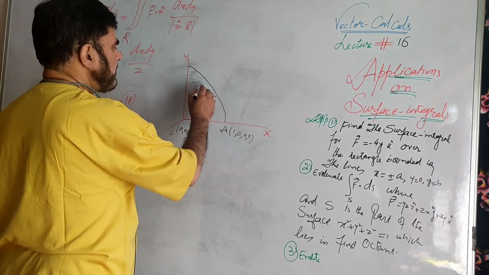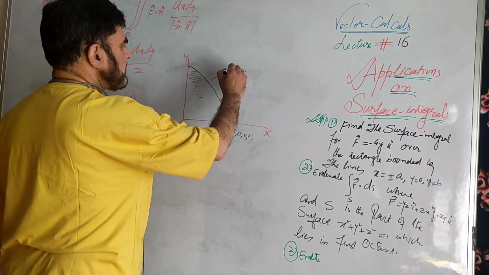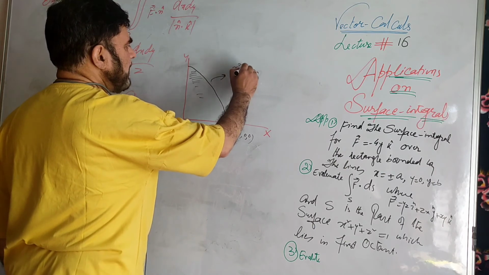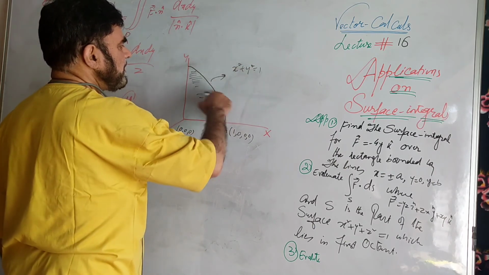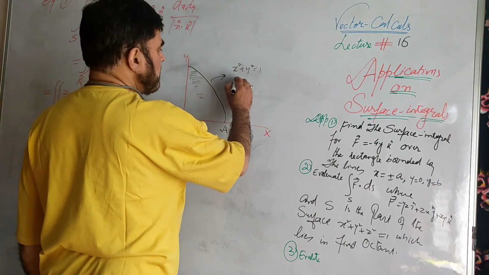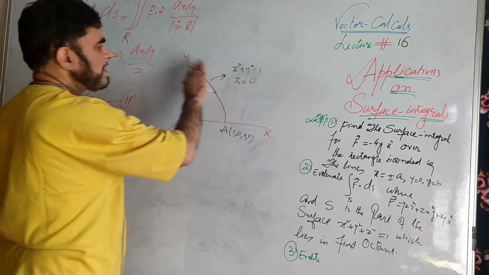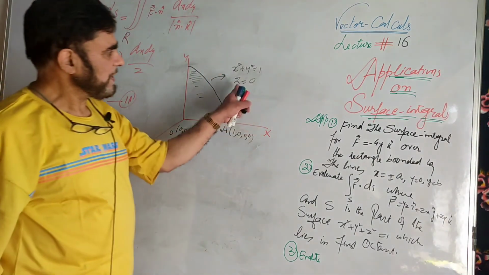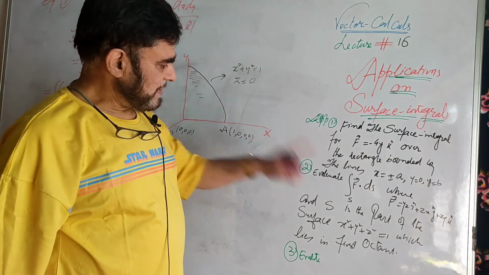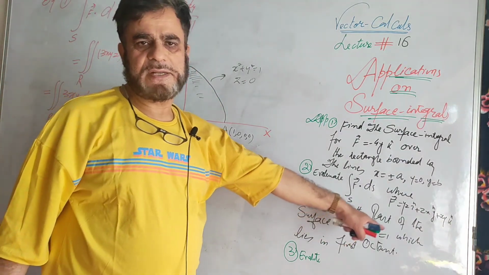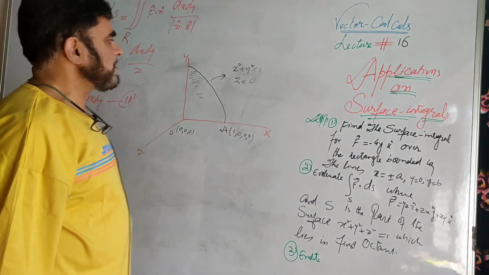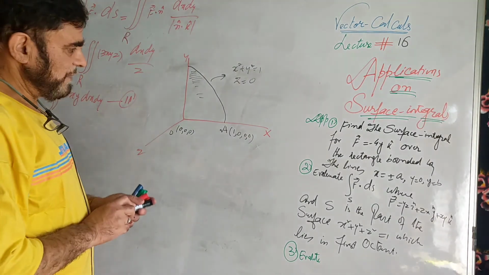This is your region R. Now here in this case you have only x square plus y square equal to 1, this part, because here z is 0. In this range you have z 0. When you put z equal to 0 in x square plus y square plus z square equal to 1, that will give you x square plus y square equal to 1.